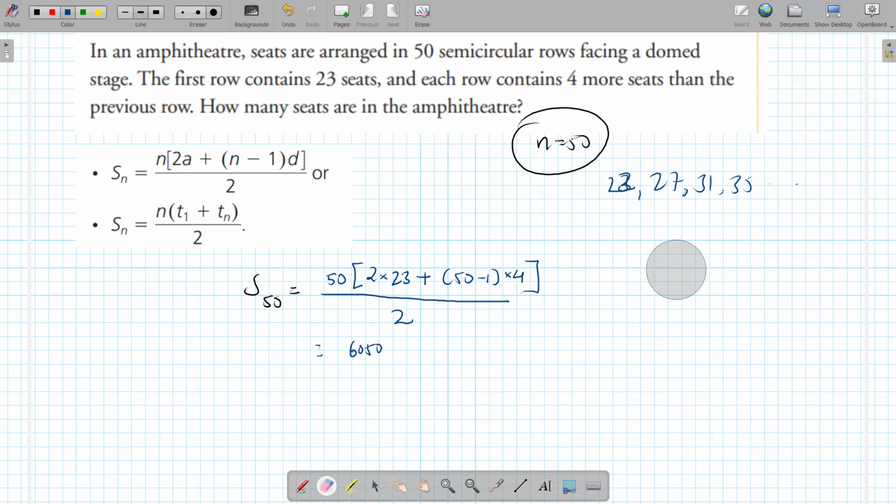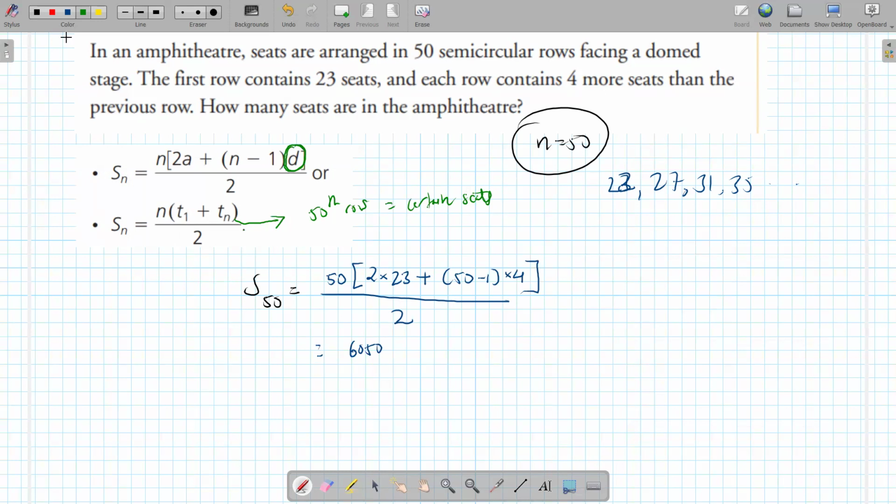Sometimes you won't have the common difference value D. They might not give you this. What they might give you is that in the 50th row, there are a certain number of seats. Instead of giving you the D value, they will give you Tn, or in this case, they'll give you T50. So how do you use the bottom formula?